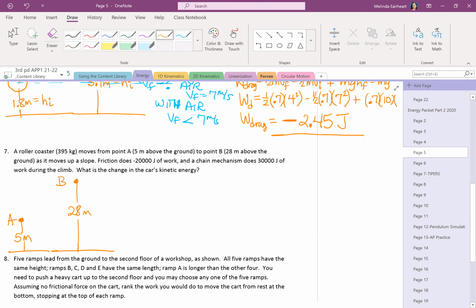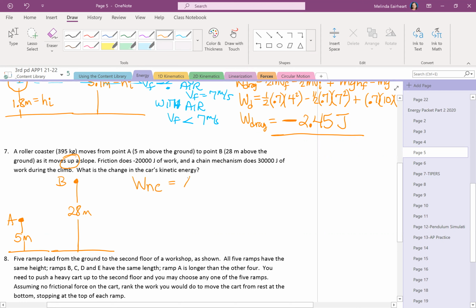And so the chain, oh, and it moves up. Maybe tomorrow we go down. Up matters. And so now it tells us friction is going to do negative 20,000 joules of work. And the chain mechanism to help pull you up is going to do positive 30,000 joules of work. What is the change in kinetic energy? Well, both friction and the chain are non-conservative forces.